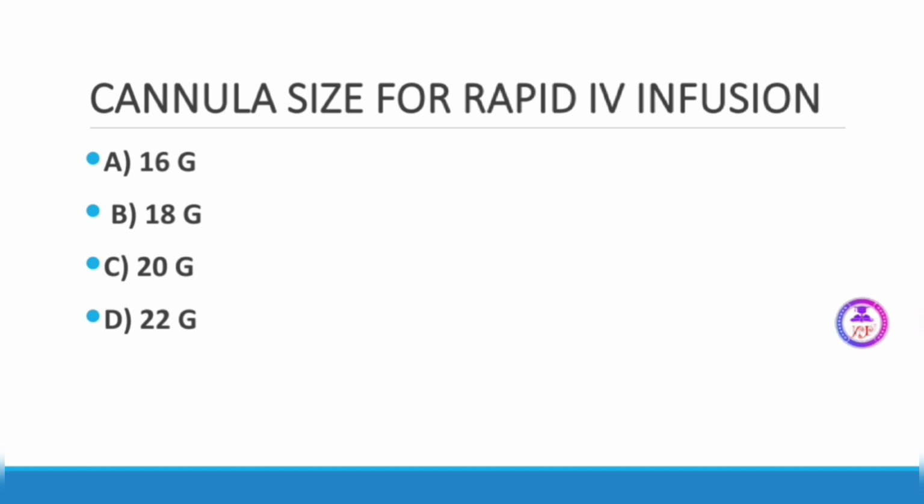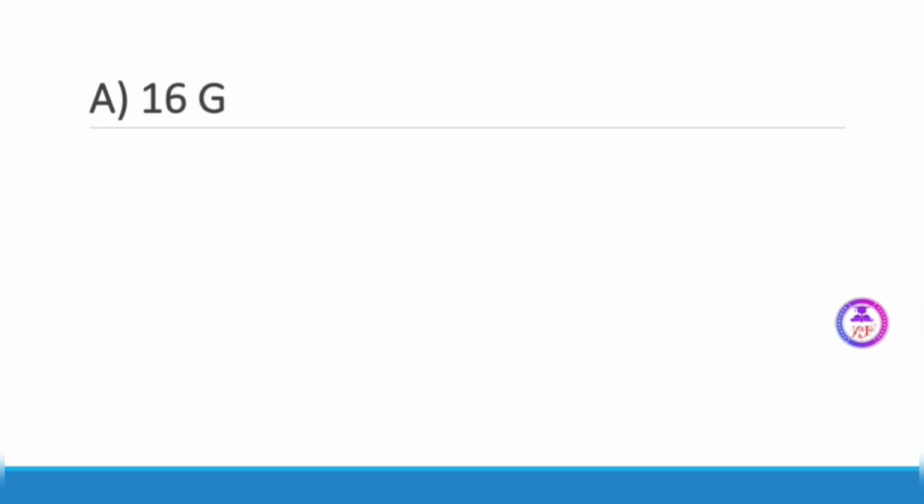Cannula size for the rapid IV infusion is 16 gauge, 18 gauge, 20 gauge, 22 gauge. Here the answer is 16 gauge.